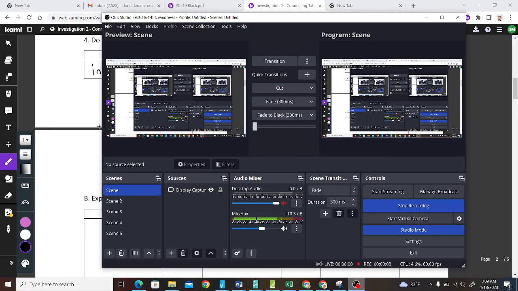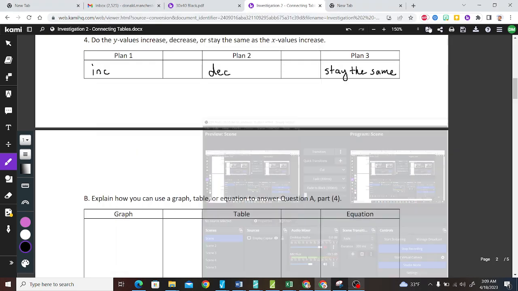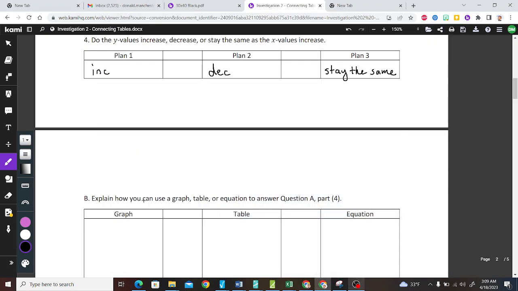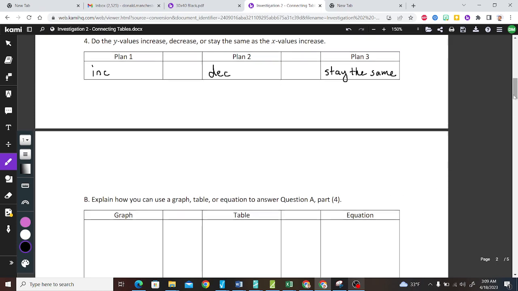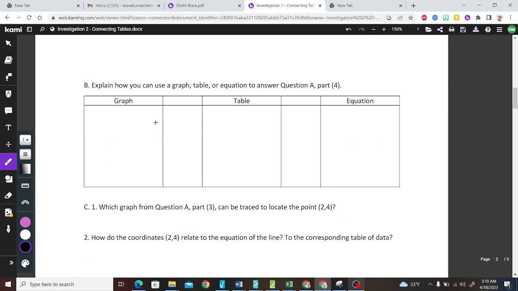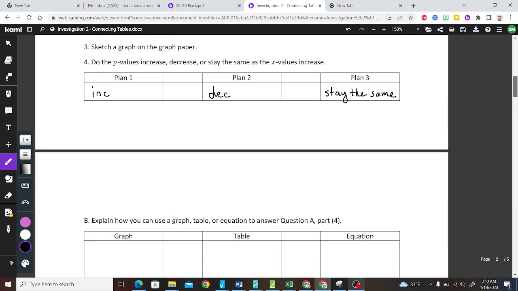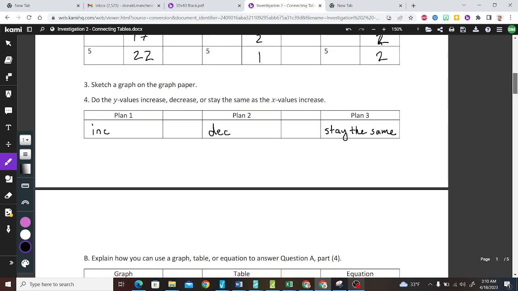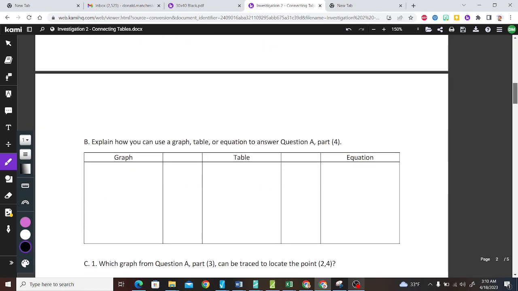So for page 2, the first question asks us to explain how to use the graph, the table, or the equation to answer part A. So what we know then is, if we read the question for part A, part 4, it says, do the y values increase, decrease, or stay the same as the x values increase?